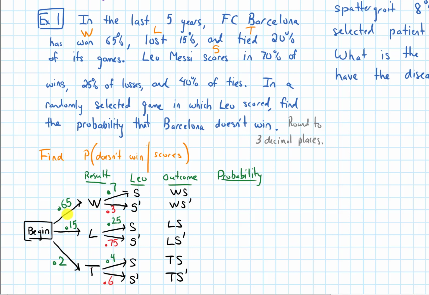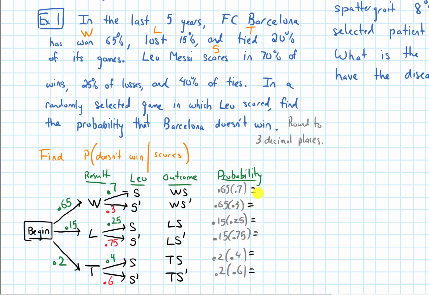Alrighty, so now we're ready to multiply these to get the probabilities. So this first one is going to be 0.65 times 0.7. And then I'll have 0.65 times 0.3. Then it's 0.15 times 0.25. 0.15 times 0.75, 2 more, 0.2 times 0.4, and 0.2 times 0.6. So let's multiply these out.